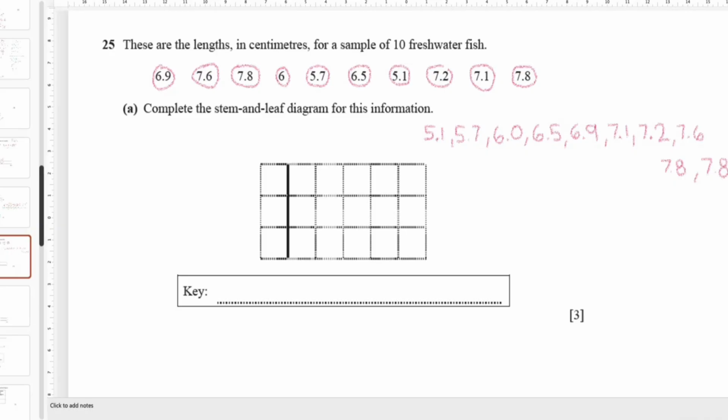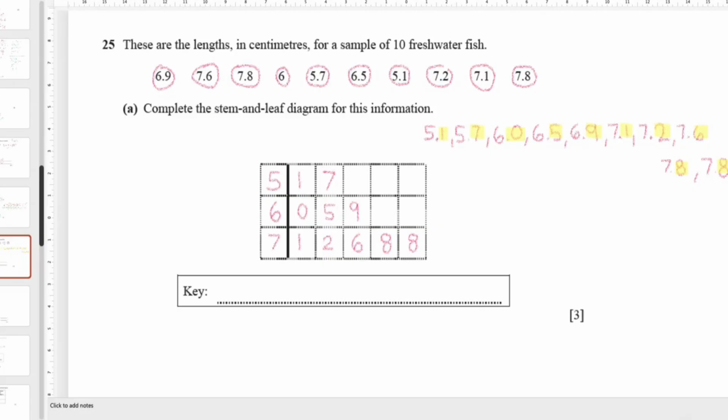So in step 3, we are going to fill in the rows. For stem 5, we have leaves 1 and 7. So I'm going to write a 1 and a 7. For stem 6, we have the leaves 0, 5, and 9. And for the stem 7, we have leaves 1, 2, 6, 8, 8. So I'm going to write 1, 2, 6, 8, 8.